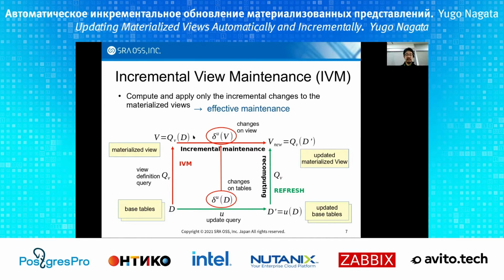On the other hand, if you can get changes on the view from changes on tables, we can compute the updated materialized view contents by applying these changes to the old view contents. This red line is incremental view maintenance, IVM.